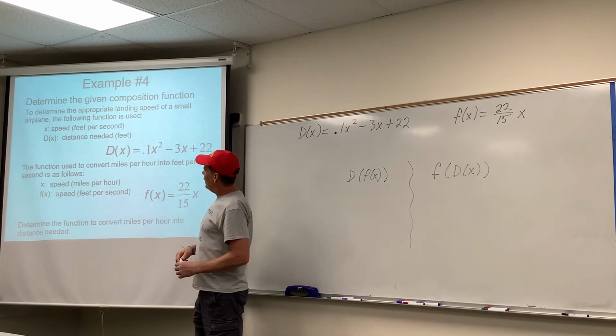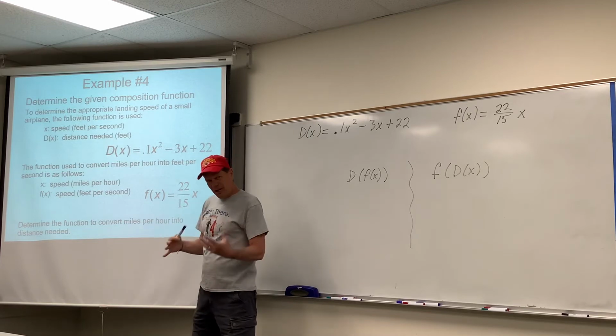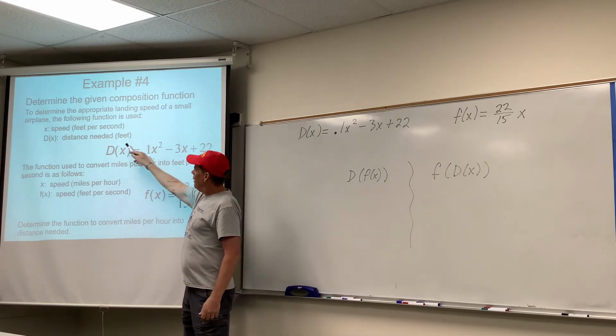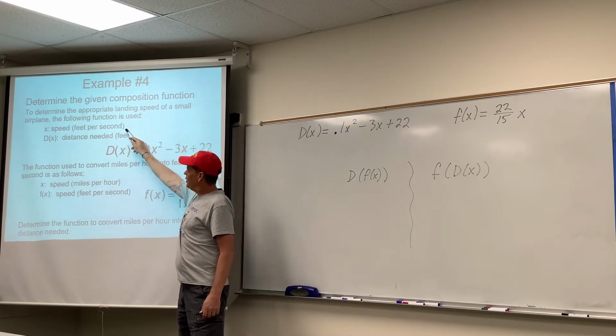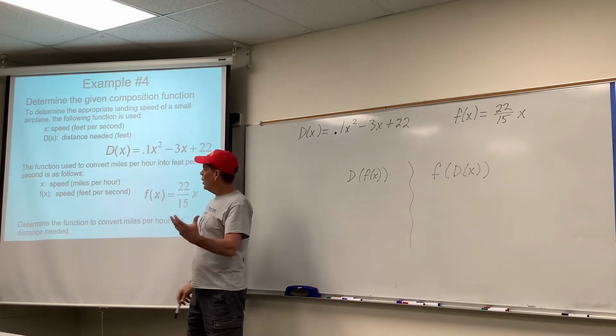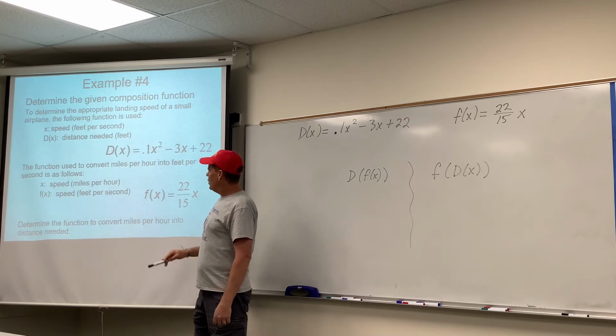But according to something I read, if a pilot is going to land a small aircraft, and I don't know all the particulars, but you get the idea. But anyway, if they know how many feet per second the plane's traveling, this function will change it into how many feet of runway they need to land the plane. And then this other function will change miles per hour into feet per second.